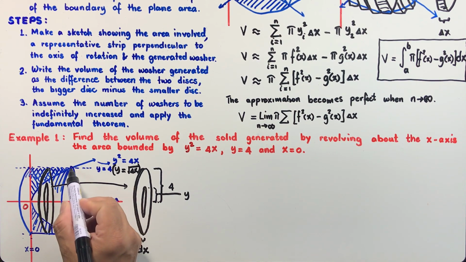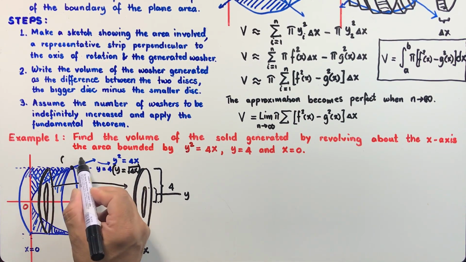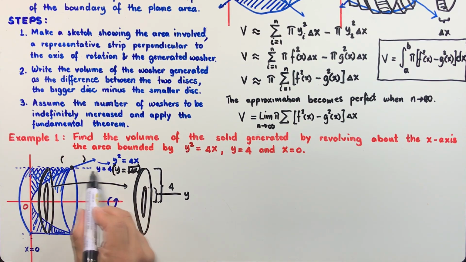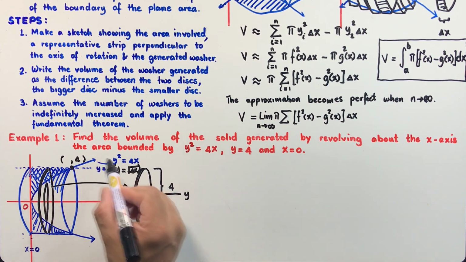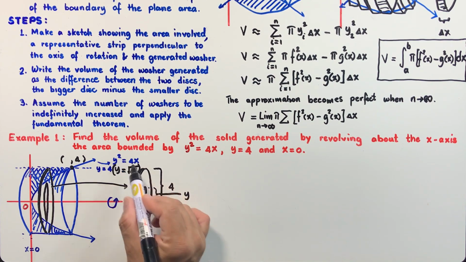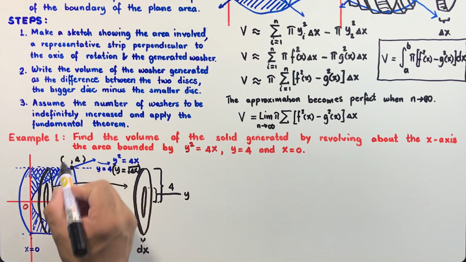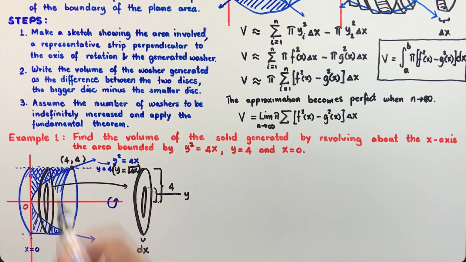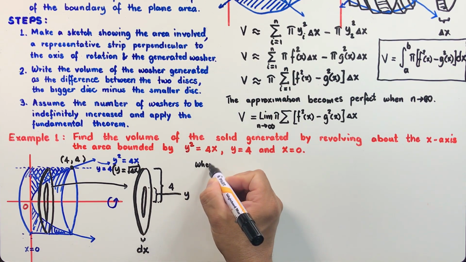However, we don't know the point of intersection between this parabola and this line, but we know already the y coordinate because this is y equals 4. So when y equals 4, here, this is 16. And 16 when divided by 4 is 4. So our x is 4 also. So we will write it here.